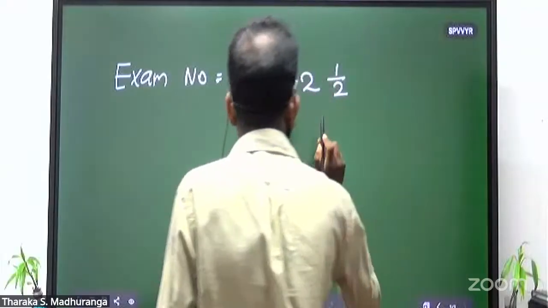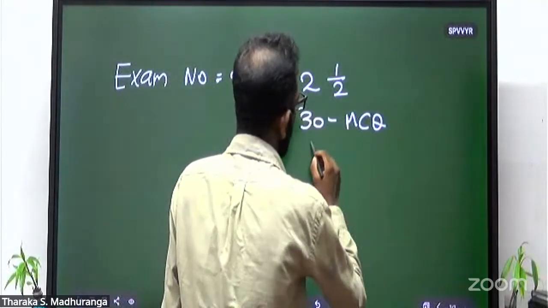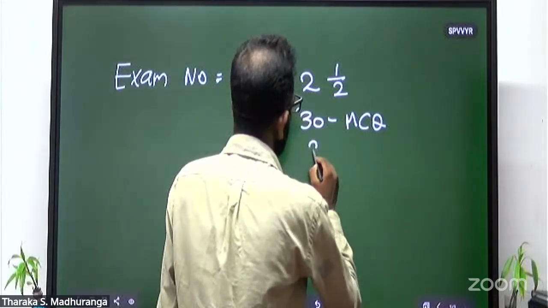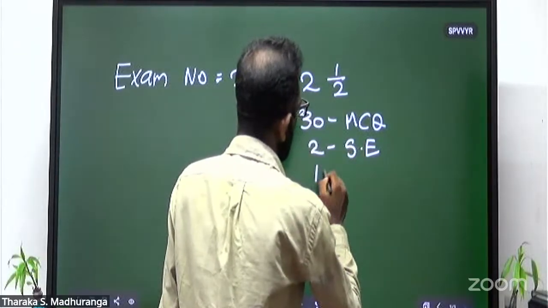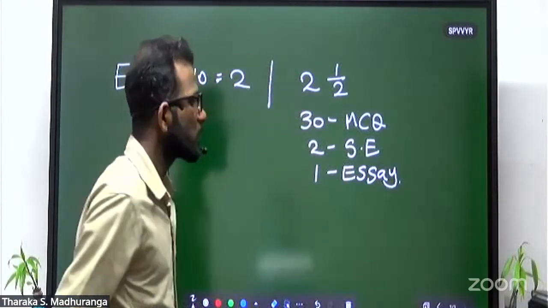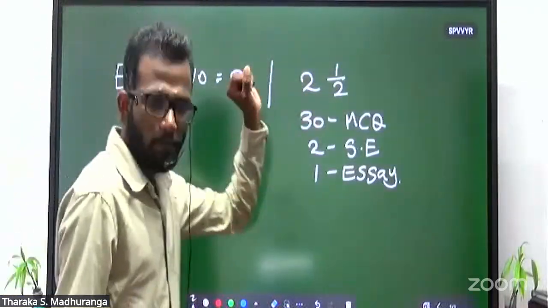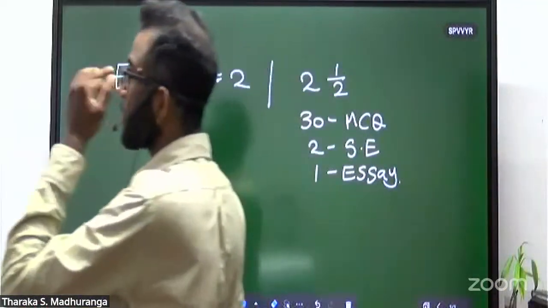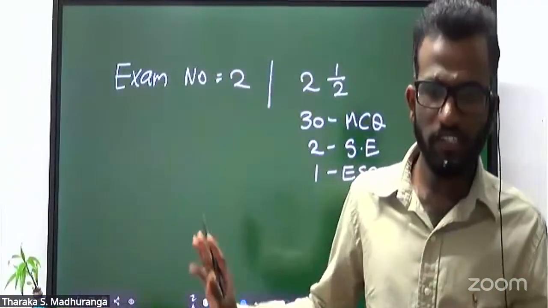Probably you have 30 MCQ, 2 structured essay and 1 essay question. 1 or 2 essay questions, I still have not decided. Only the MCQ paper is ready now. The other 3 questions I need to prepare. Within 1 hour I can prepare the paper because I have a lot of questions.